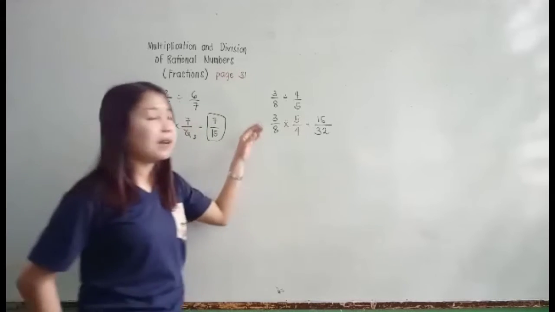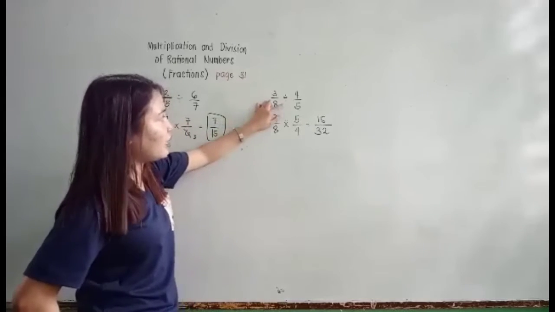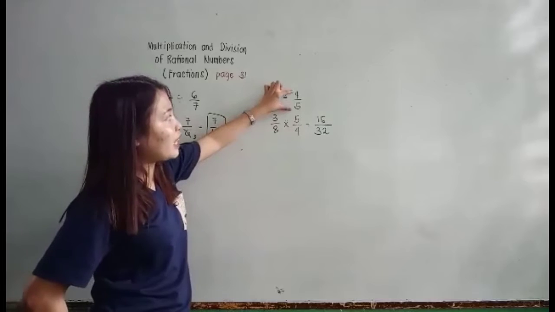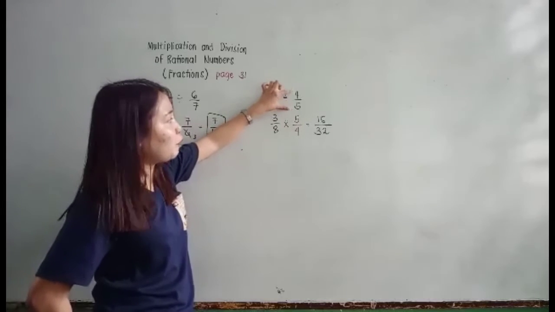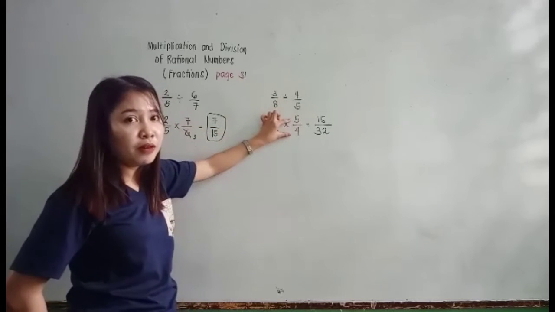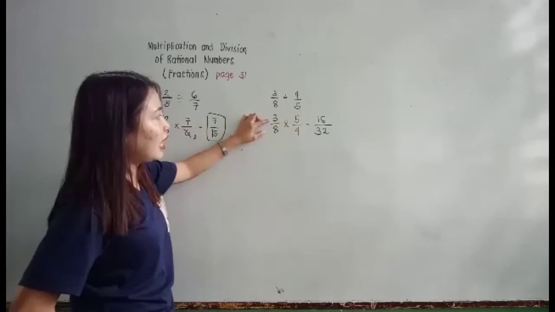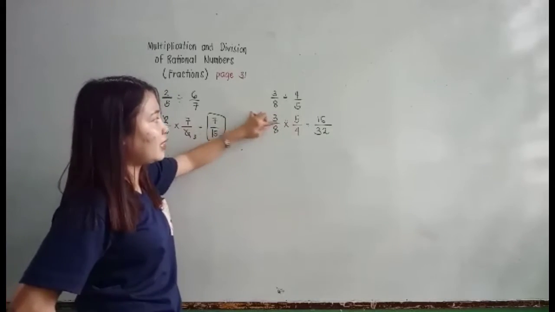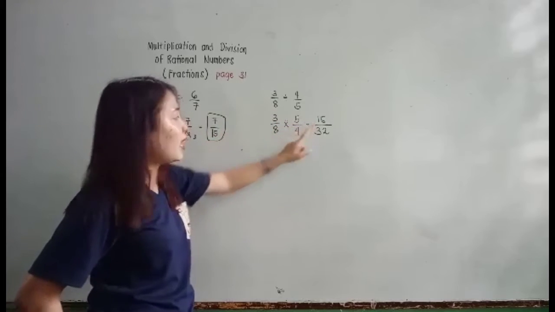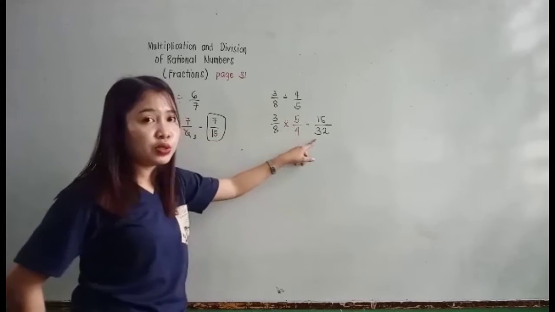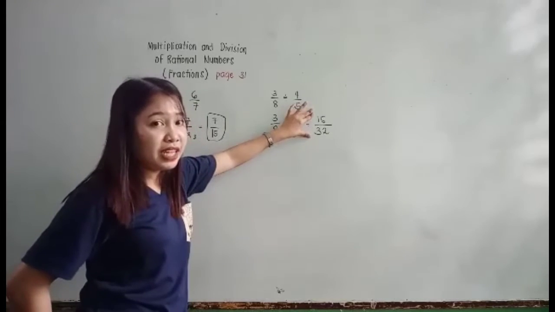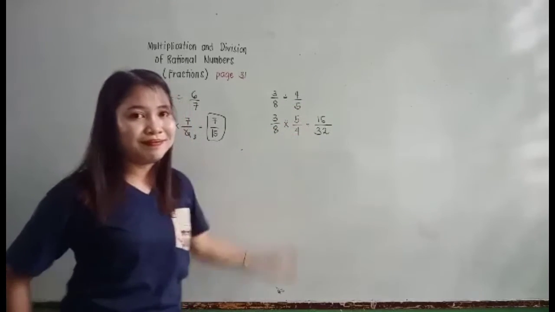Then, another example is 3 over 8 divided by 4 over 5. Okay, so interchange natin or reciprocal natin yung 4 over 5, magiging 5 over 4. Then, magiging multiplication ang ating operation. So, 3 times 5 ay equals to 15 and 8 times 4 ay equals to 32. Therefore, ang ating answer ay 15 over 32.